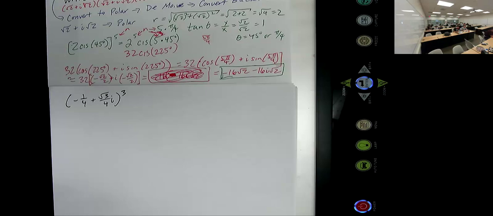So 1/2 cube is... Yes, so 1/2. So you get 1/8 and then inside of it will be cosine 360 plus i sine 360, which is just cosine 360 is 1, sine 360 is 0. So just i. Zero plus 1. Yeah.